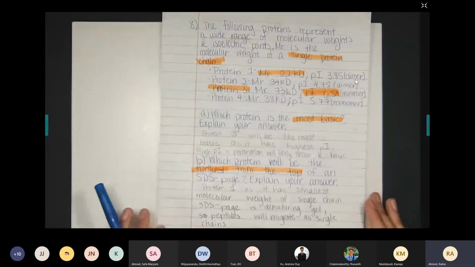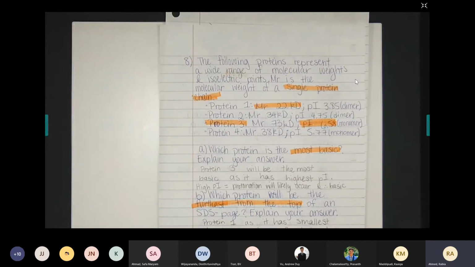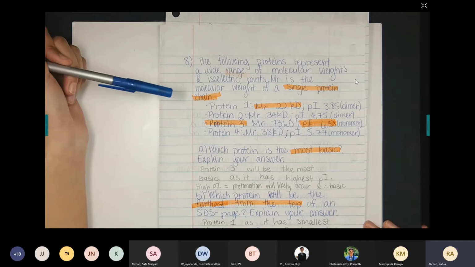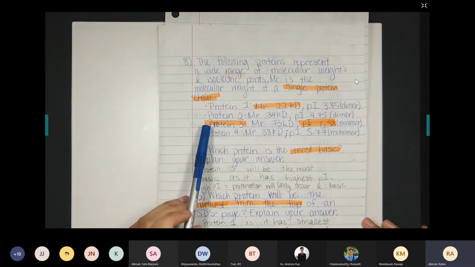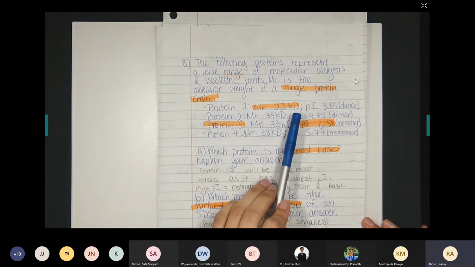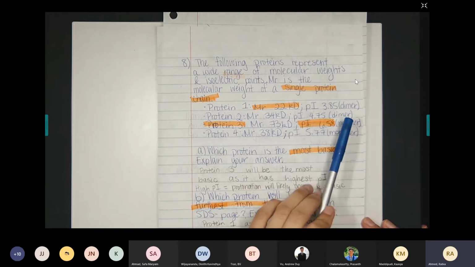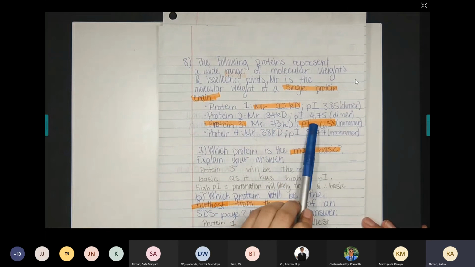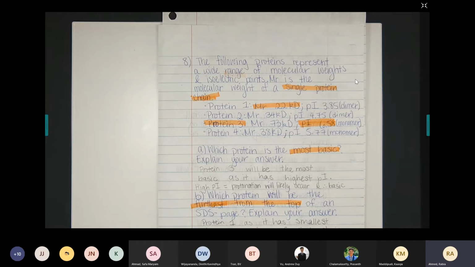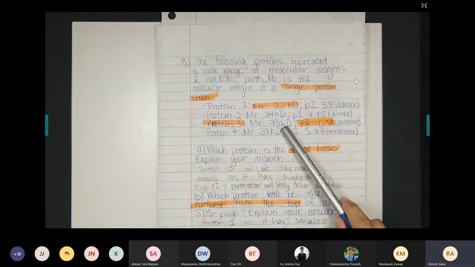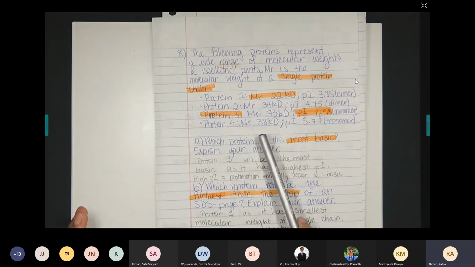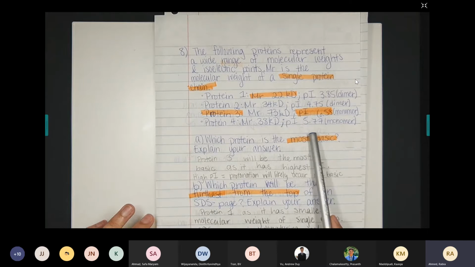Okay, last problem. Question 8. The following proteins represent a wide range of molecular weights and isoelectric points. MR is the molecular weight of a single protein chain. Protein 1 is MR 22 kD, and the pI is 3.85, dimer. Protein 2, the molecular weight is 34 kD, and the pI is 4.75. Protein 3, the molecular weight is 73 kD, and the pI is 6.58. And protein 4, the molecular weight is 38 kD, and the pI is 5.77.